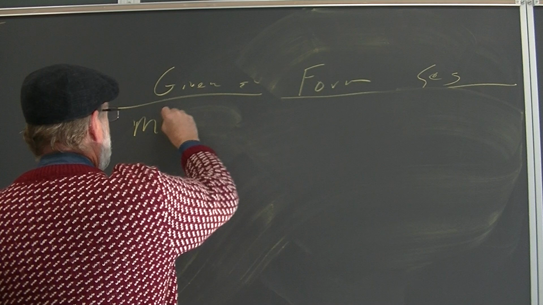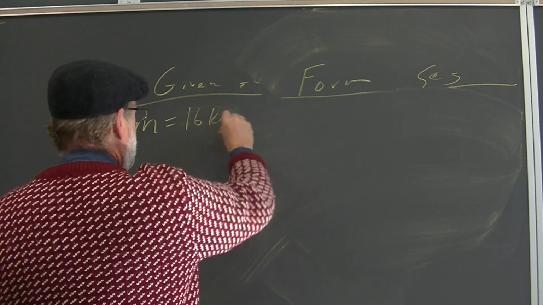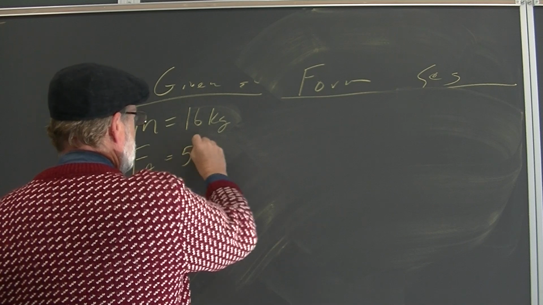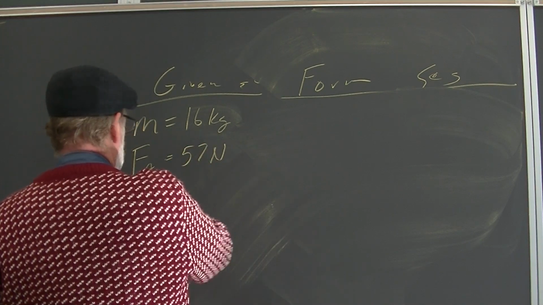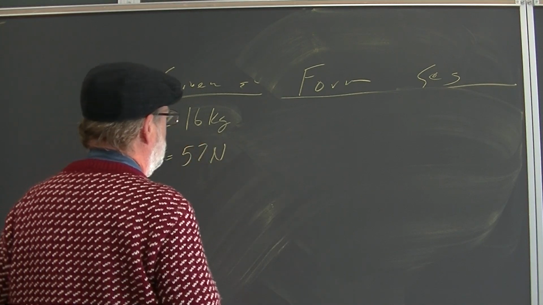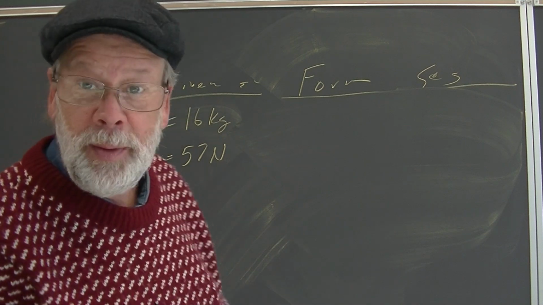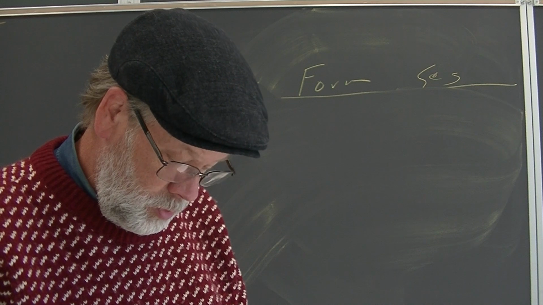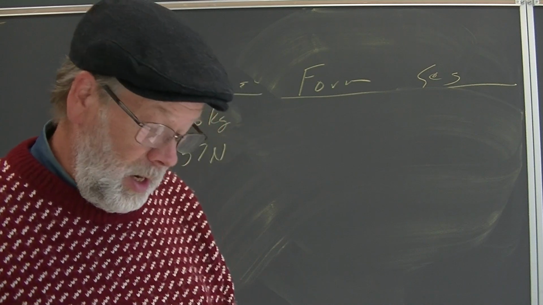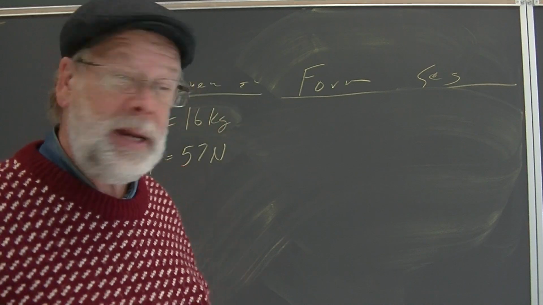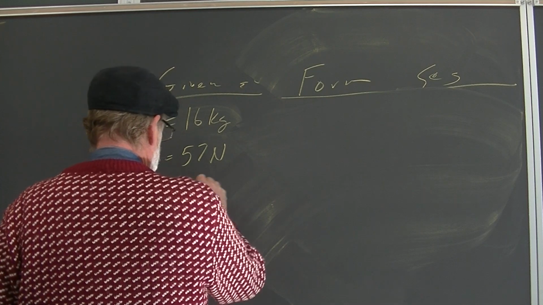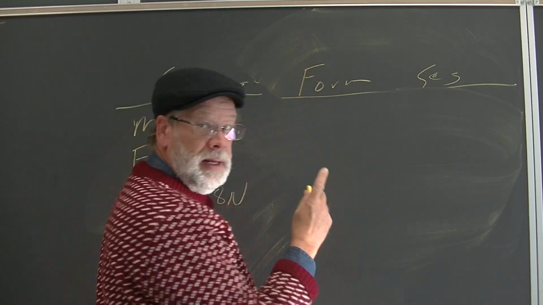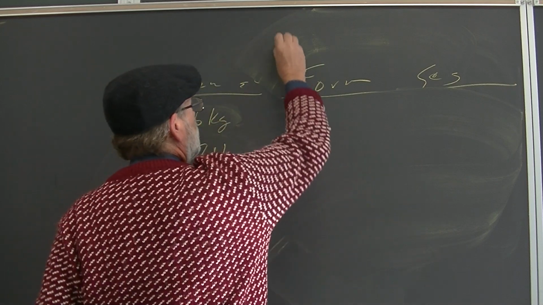All right, so the mass is 16 kilograms. The force applied is 57 newtons. Well, what's the weight? 16 kilograms times 9.8 meters per second squared. It's 156.8 newtons. If we do a little sketch, can I do a little sketch here?